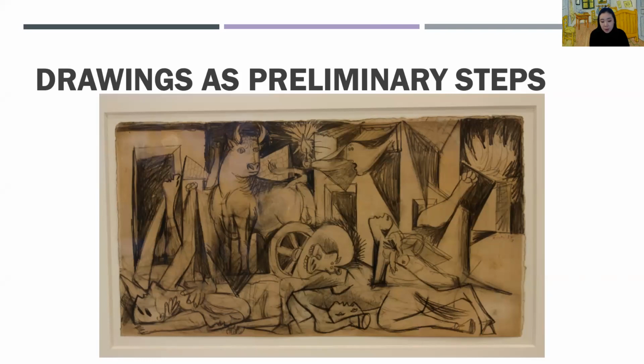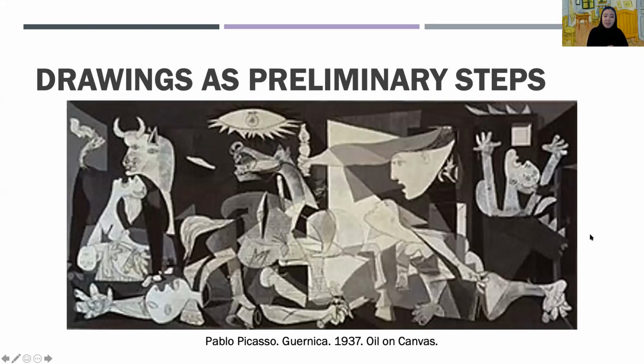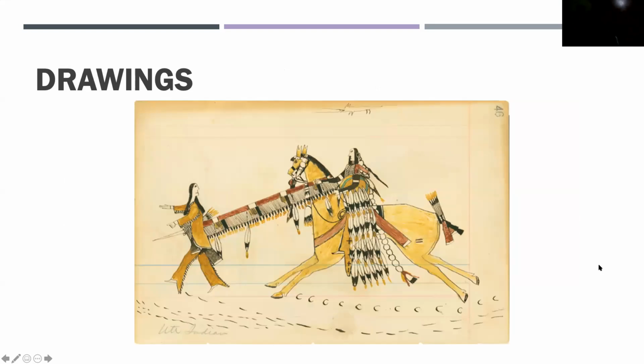Like Pablo Picasso, many artists use drawing as preliminary steps before they begin with paintings or sculptures because these are hard to fix when they make a mistake. And this is the final version of the work, the painting, based on the previous drawings. Drawings are not always preliminary steps toward a final work of art in another medium.